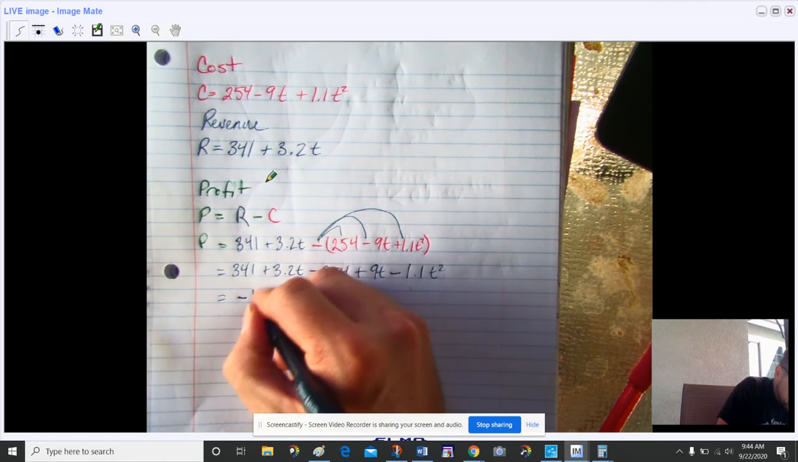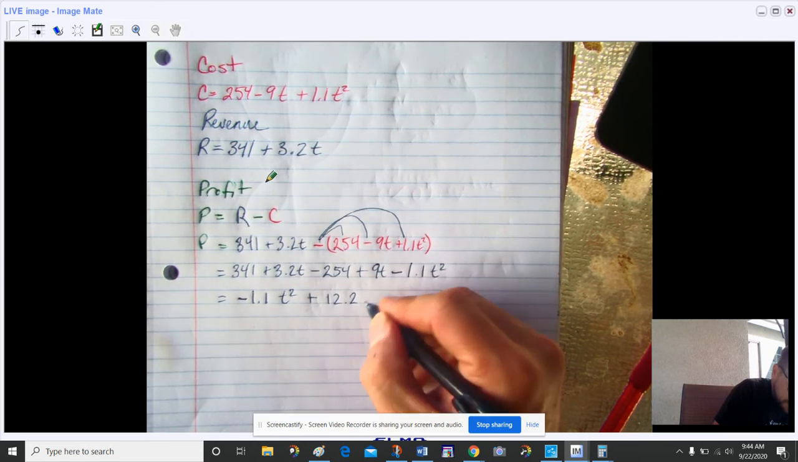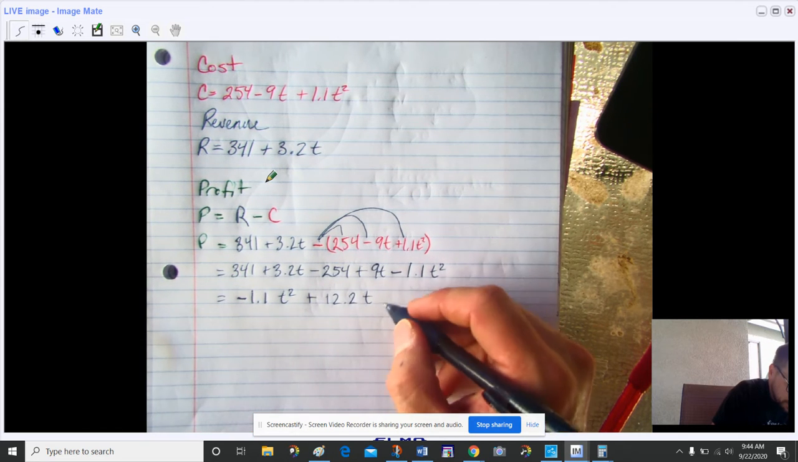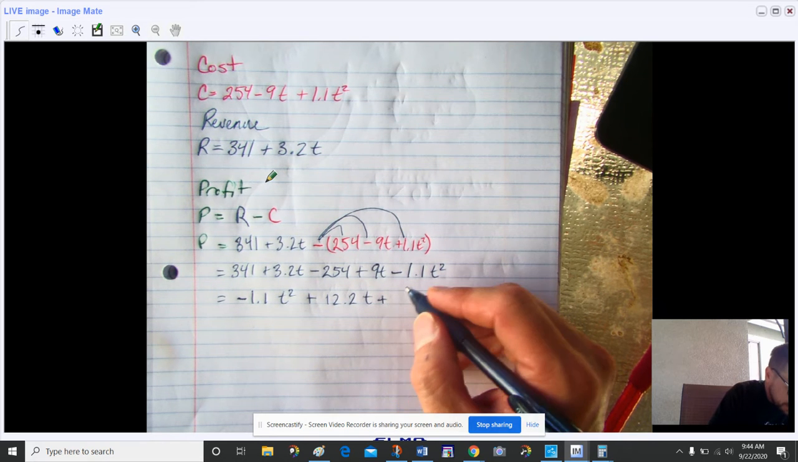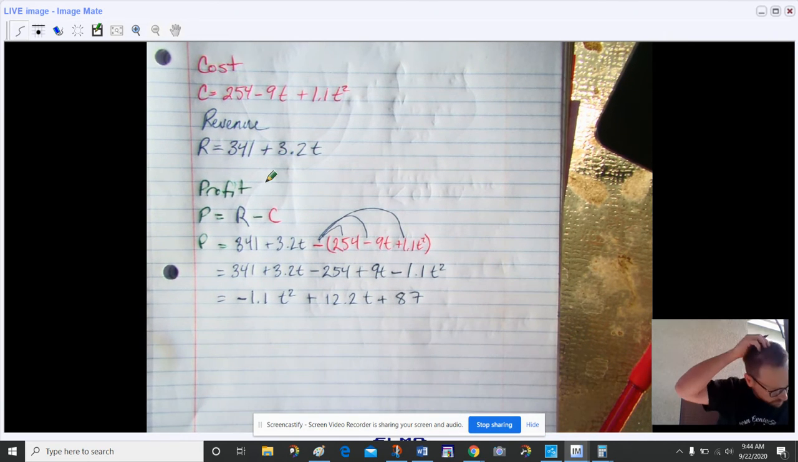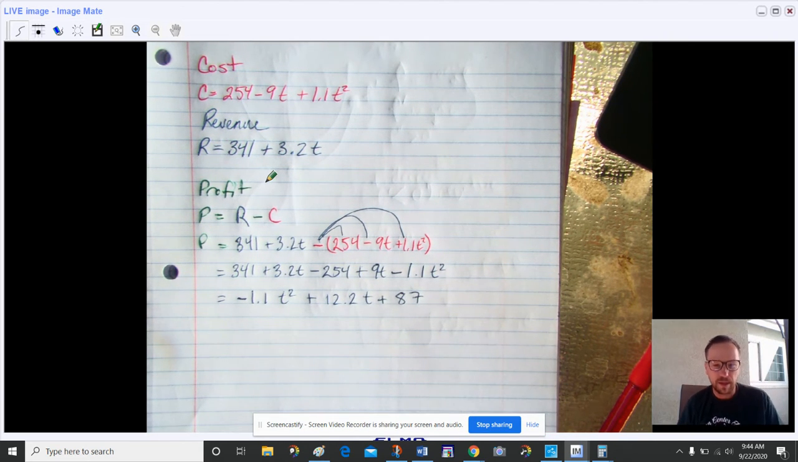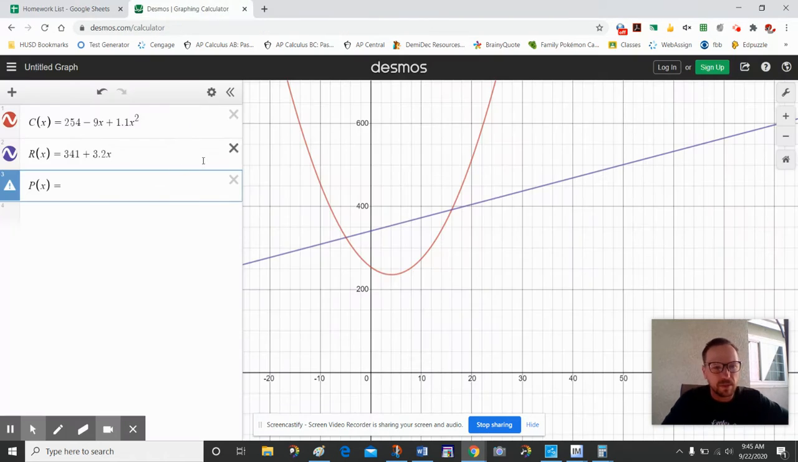This is the only t squared, so negative 1.1t squared. We have those two t terms, plus 12.2t, and we have 341 take away 254, which gives us positive, what, 87? 87. Okay. And then what they want us to do is graph this. If we come over here and graph this, I graphed C. So C is the cost one. You can see right here our costs are less than our revenue, which is good. Past that, the costs go above, which is bad for business.